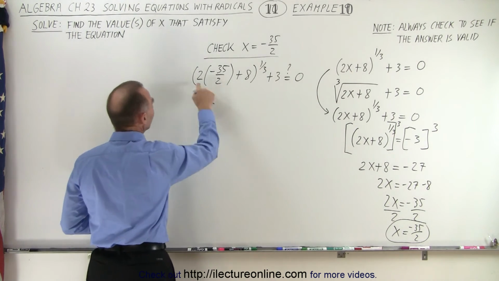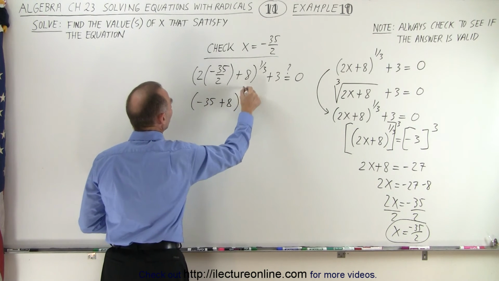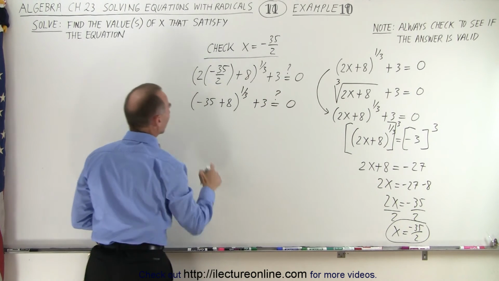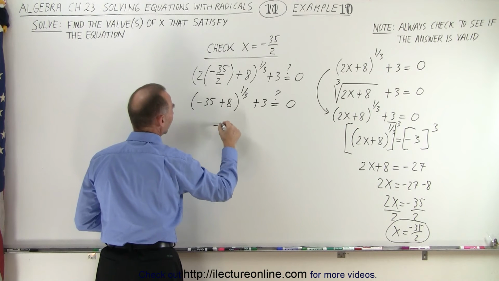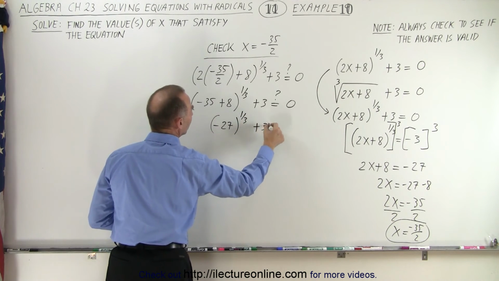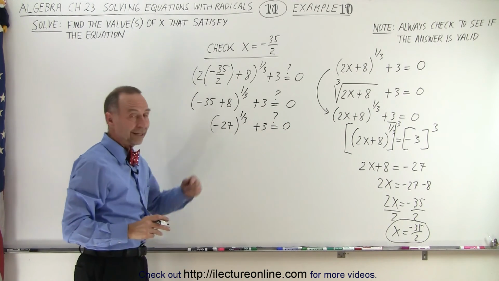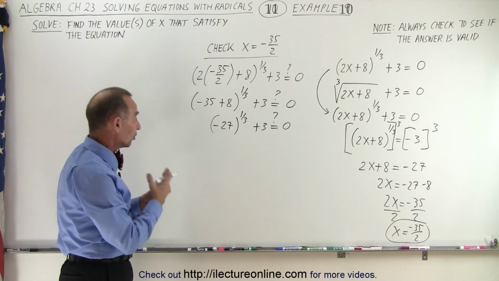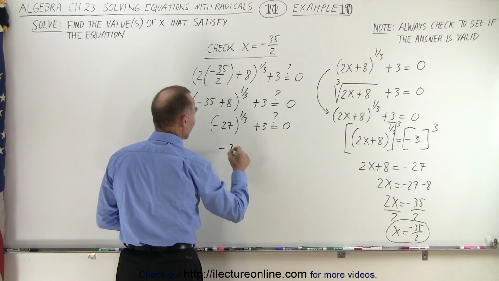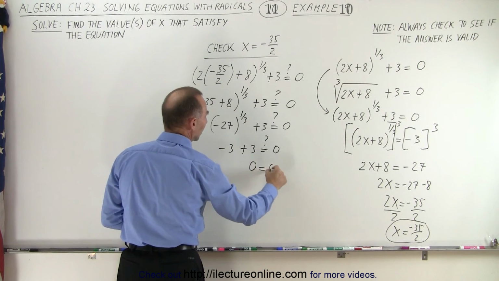All right, the 2's cancel out. So here we have minus 35 plus 8 to the 1/3 power plus 3. Is that indeed equal to 0? So here minus 35 plus 8 is minus 27 raised to the 1/3 power plus 3 is equal to 0, question mark. And what's the cube root? Because essentially, raising to the 1/3 power is the same as taking the cube root. The cube root of minus 27 is minus 3. So minus 3 plus 3, is that equal to 0? And sure enough, 0 equals 0.